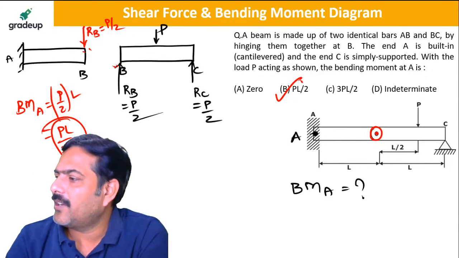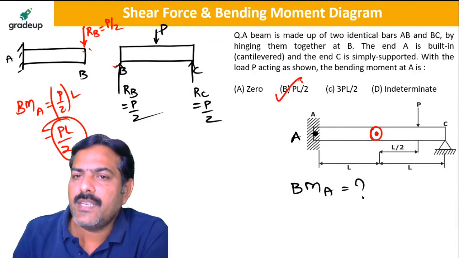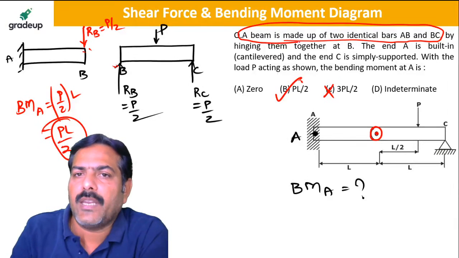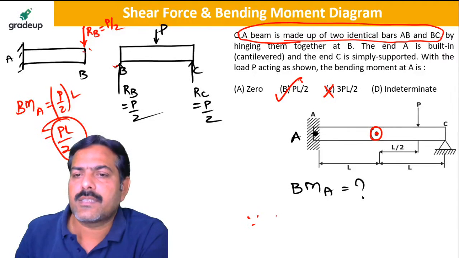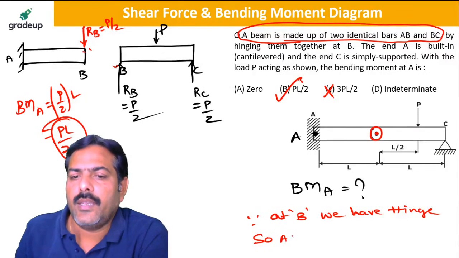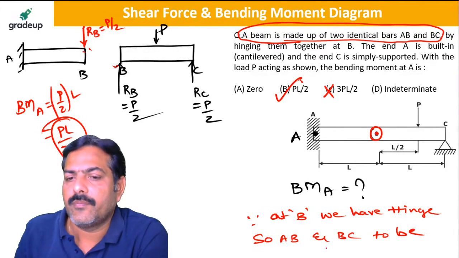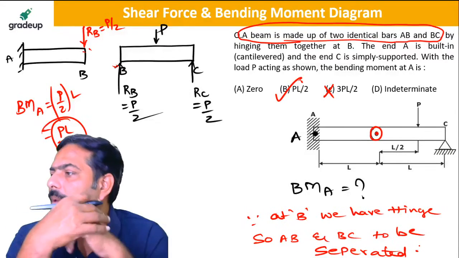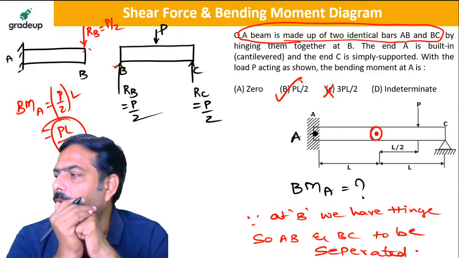Shaktiman, can I know your name? C is wrong. Since it is given as two identical beams AB and BC, we need to separate AB and BC. Since at B we have a hinge, AB and BC are to be separated. Is it clear now?